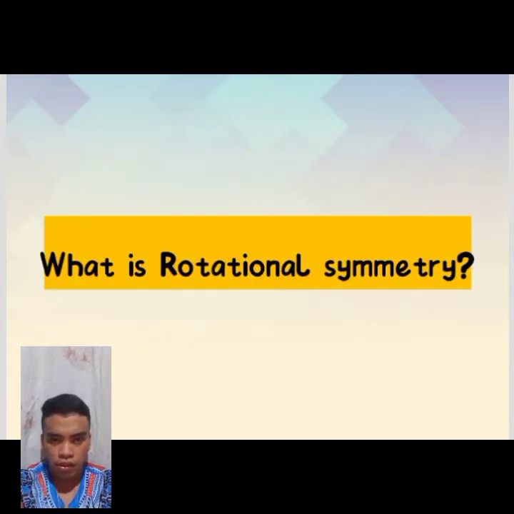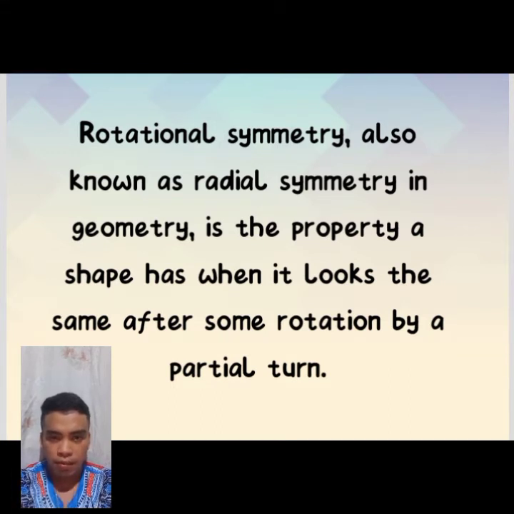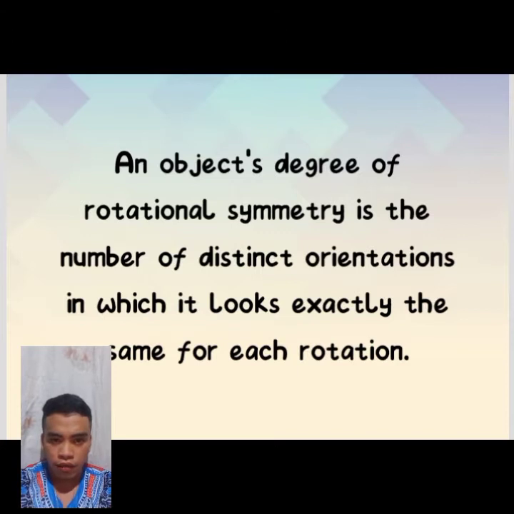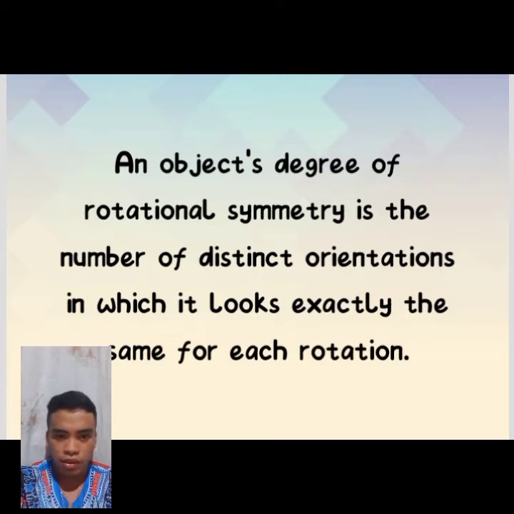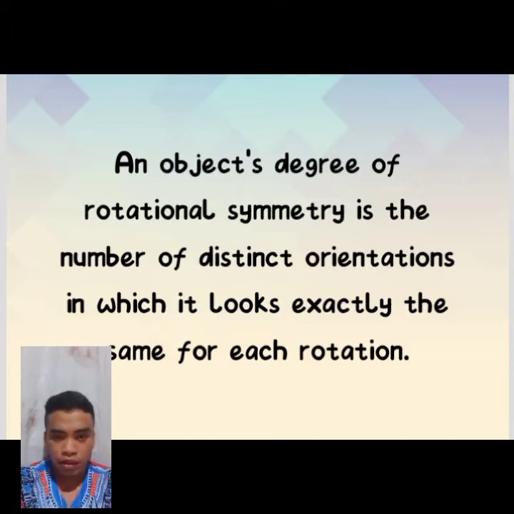So what is rotational symmetry? Rotational symmetry, also known as radial symmetry, ginatawag po siya og radial symmetry. So in geometry, it is the property a shape has when it looks the same after some rotation by a partial turn. So an object's degree of rotational symmetry is the number of distinct orientations in which it looks exactly the same for each rotation. So, bisag ikapila pa nimo siya tanawon, same rotation lang gyapon sila.